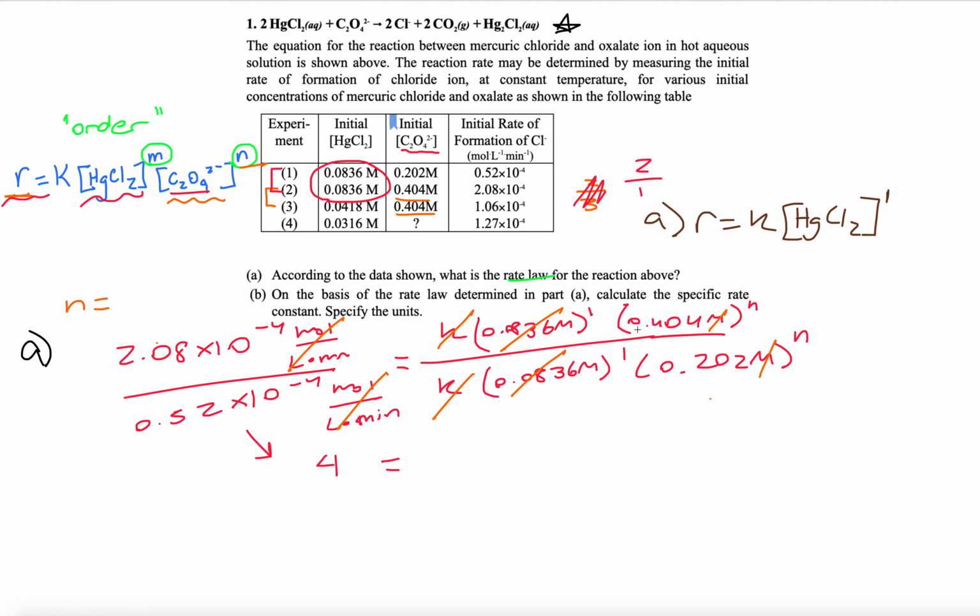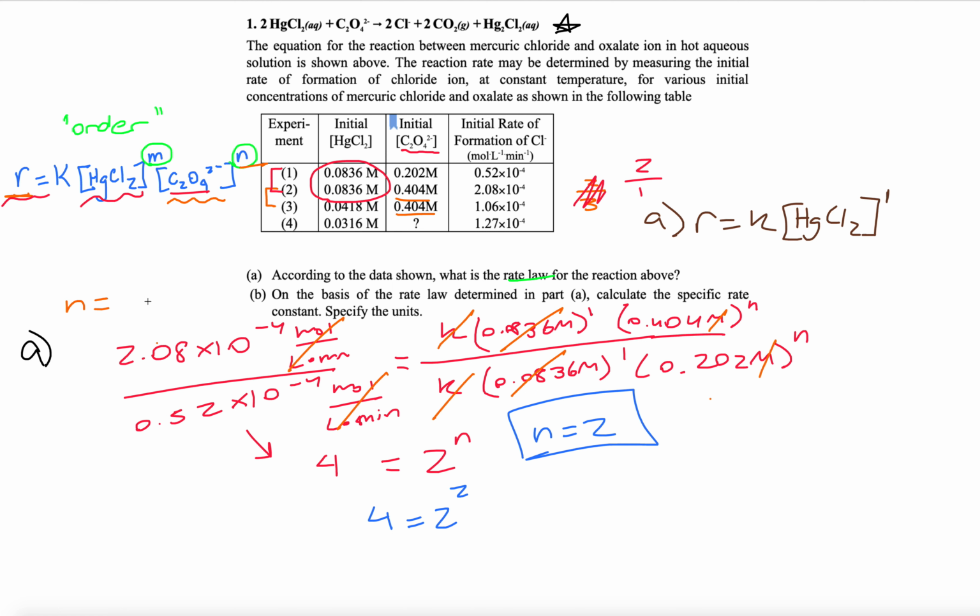Hopefully you guys know right now that 0.404 divided by 0.202 is 2. And that would be raised to the nth power. So 2 raised to what power is equal to 4? 2 raised to the second power. 2 squared is equal to 4. Therefore, n has to be equal to 2.